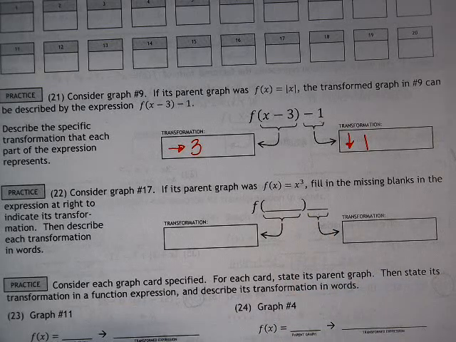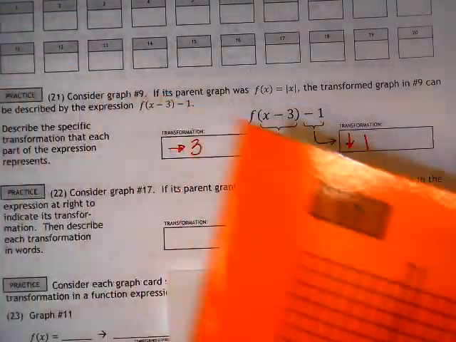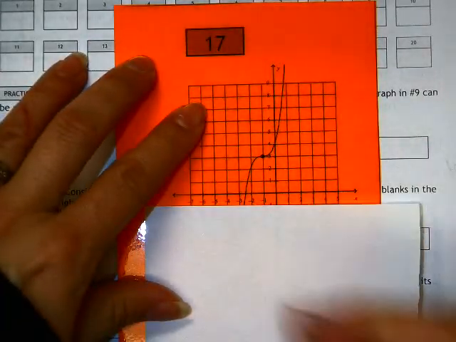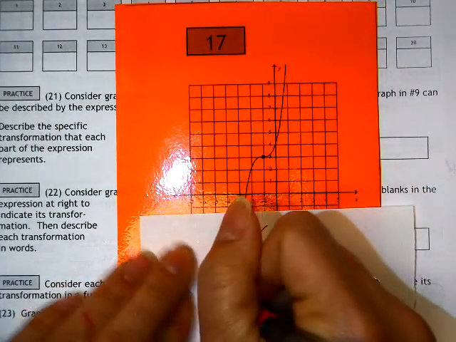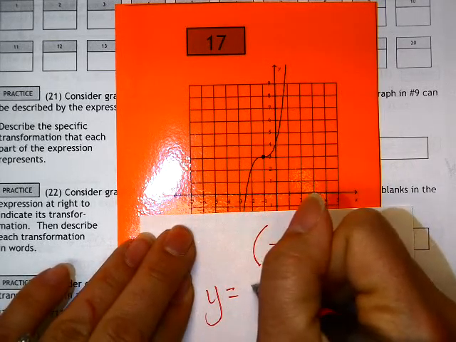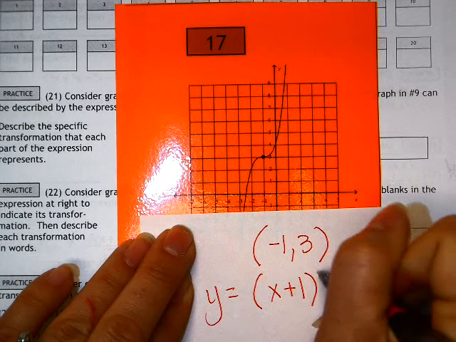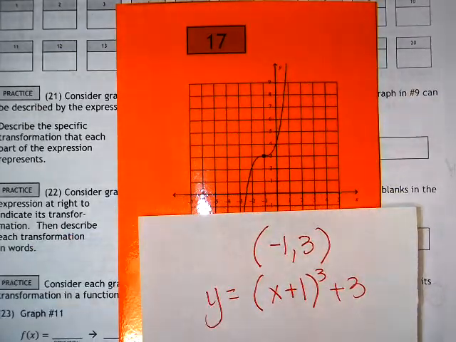So looking here, if we're looking at graph 17, you can find that real quick. This is the graph that we have. So let's just look at what it is. My vertex is at negative 1, 3. So my equation would be x plus 1 cubed. Remember, it's a cubic. It's going up on this side and down on this side, and then plus 3.